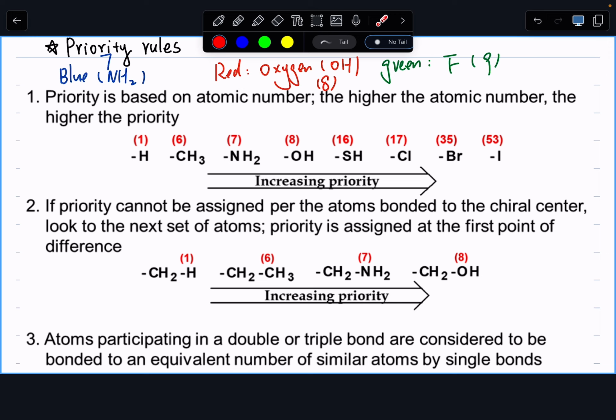So if we look at these 2 carbons that are both attached to the center carbon, this one has 2 hydrogens attached to it. This one has 2 hydrogen and 1 carbon, right? So this one has carbon, oxygen, nitrogen, and hydrogen. So my oxygen obviously has a higher priority than the carbon attached to it. So this one is the second highest priority when we're looking at this chiral center here, because oxygen has higher priority, higher atomic number than carbon.